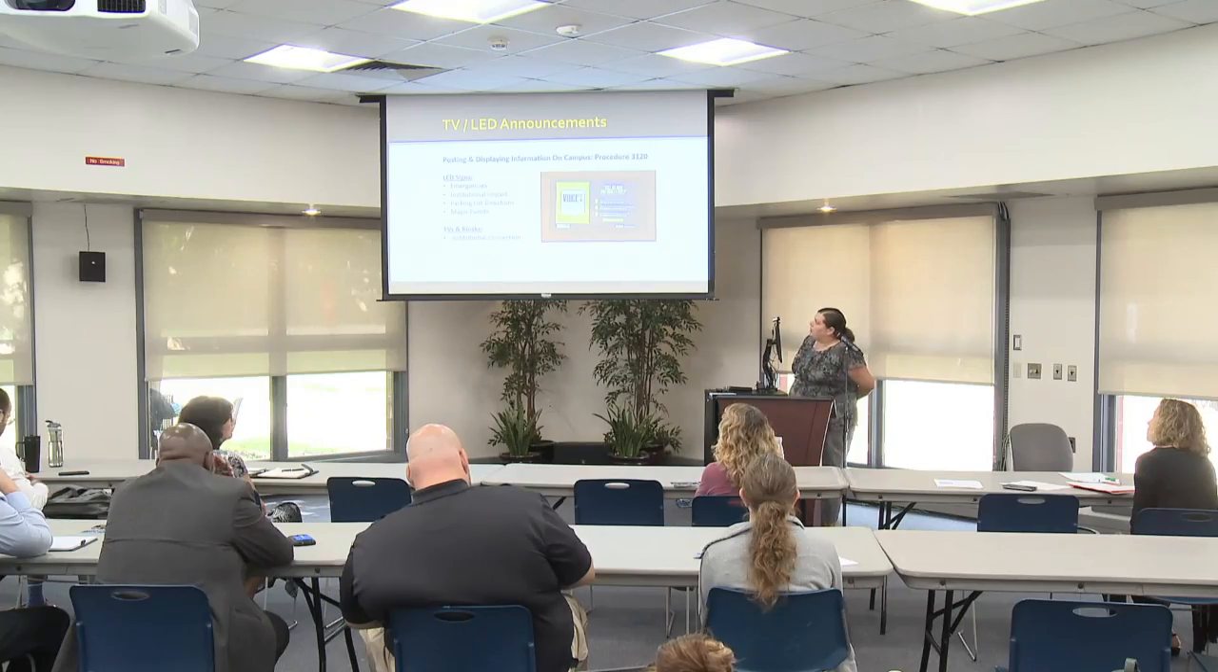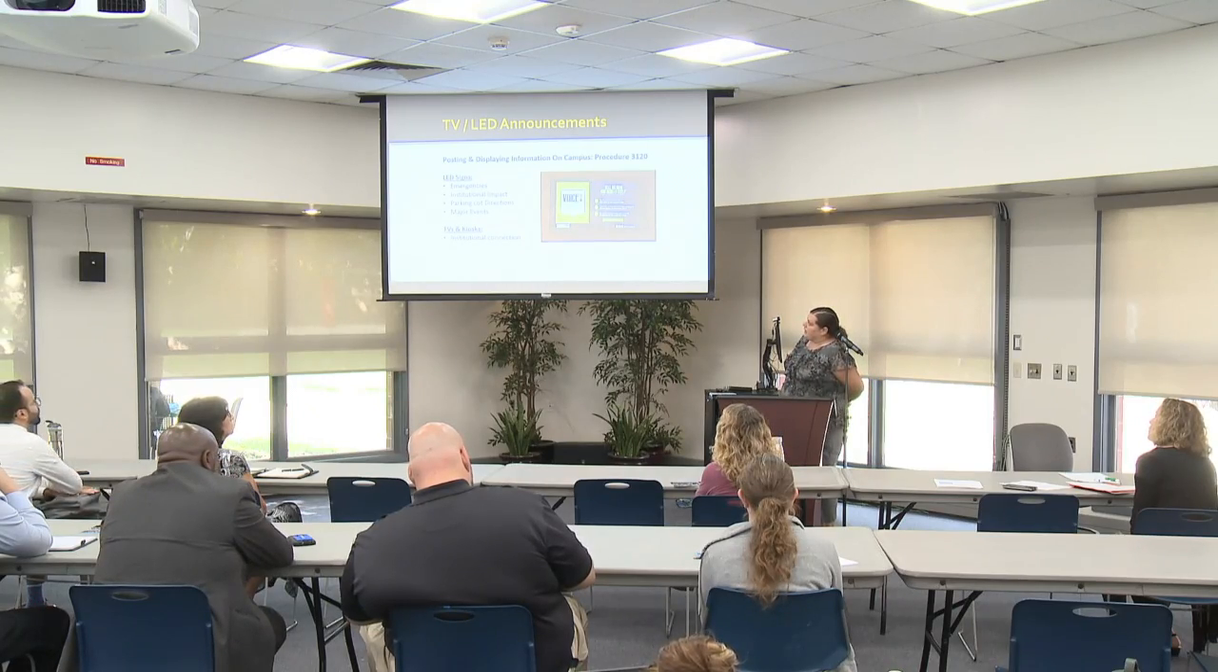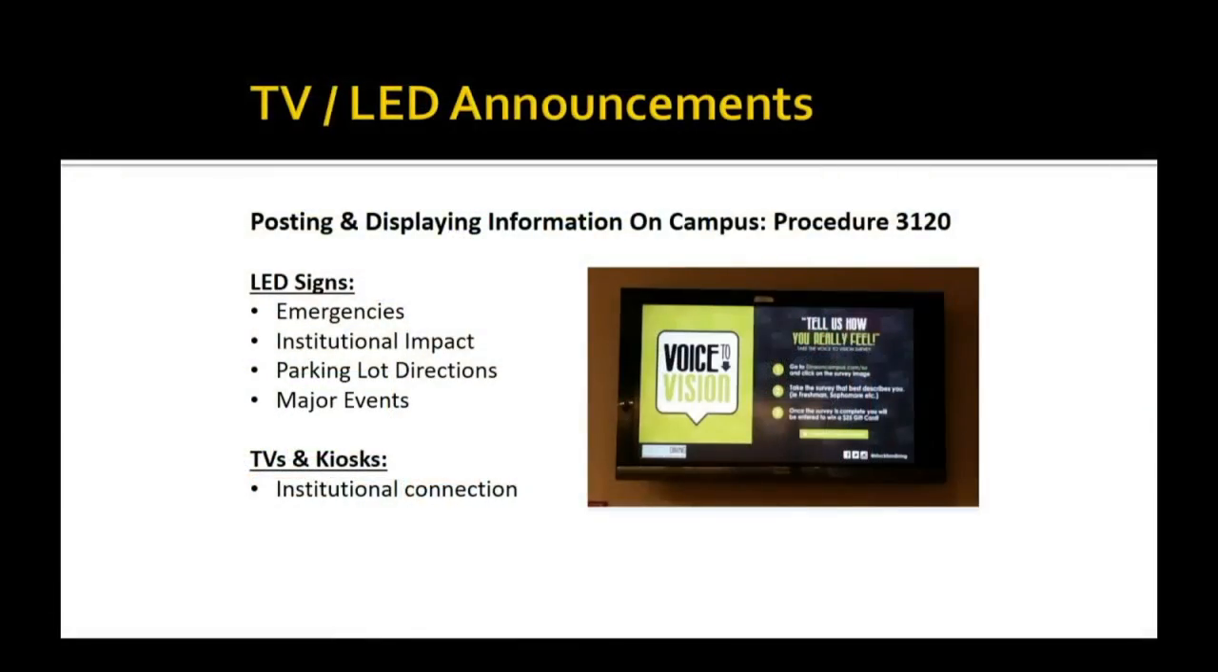Any institutional impact, parking lot directions, and then major events. And then you will obviously see the events that people ask for them to be running on there as well. But that is the priority in which we run different types of information. And then we have our TVs and the kiosks, which have the institutional connection. And the kiosks are the big poles that you see in the academic spine with all the flyers that are posted on them. So that's what we were referring to with dropping off 18 posters.